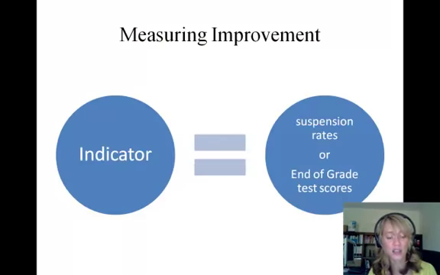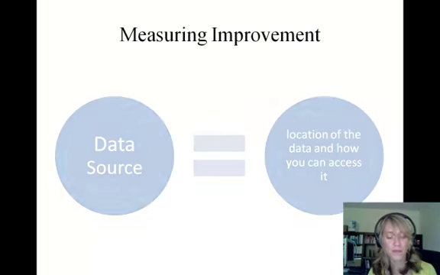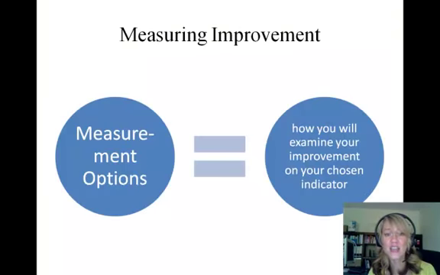An indicator is a data element such as suspension rates or end-of-grade test scores, whereas data source refers to the location of the data, how you will access it. The data source sometimes varies for school and central service staff. Now, for any given indicator, you may have multiple measurement options. A measure of your success reflects exactly how you will examine your improvement on a chosen indicator.